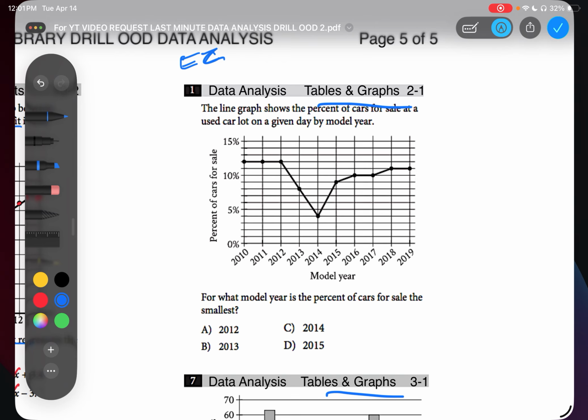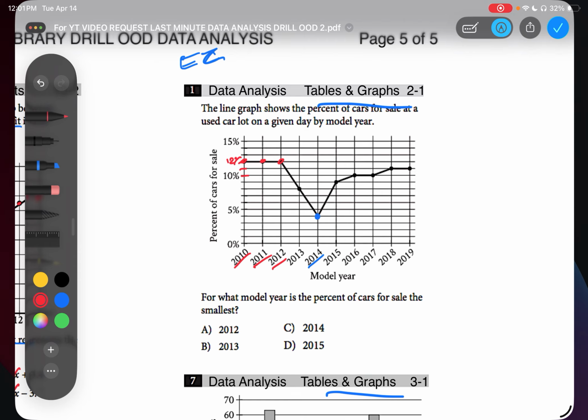Question number one. Examine the chart. On the x-axis, you got years. On the y-axis, you got percentages. Example, at what year do you have the lowest point of percentage? It looks like it'd be 2014. What year do you have the highest percentage? It looks like 2010, 2011, 2012. What would that be in percent? It looks like 10, 11 at 12%.